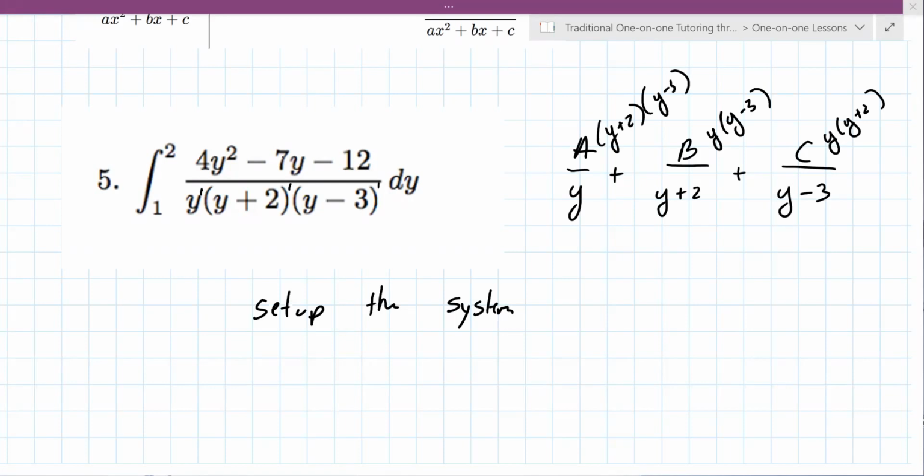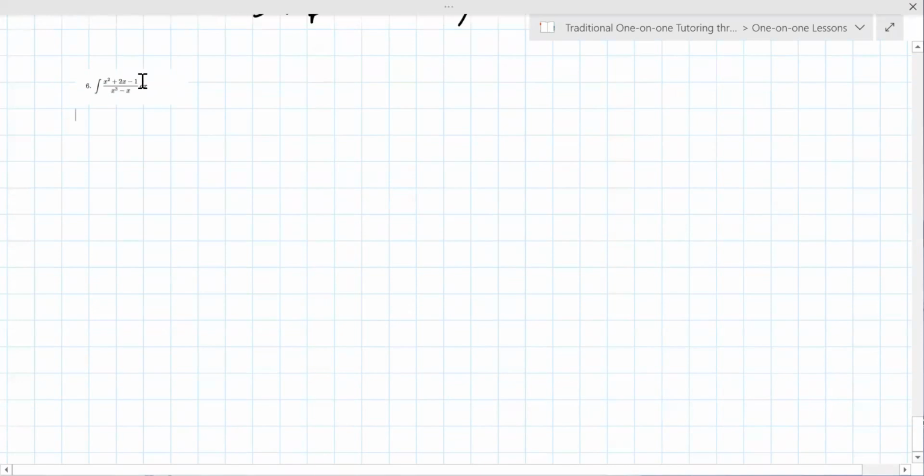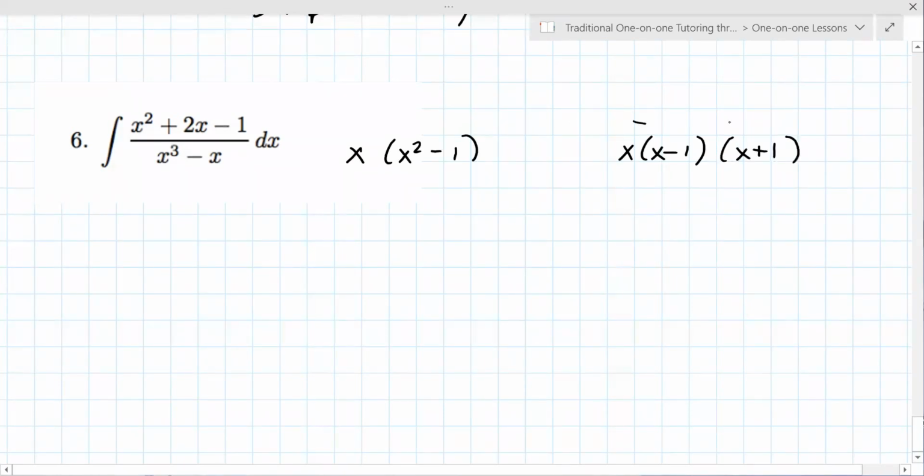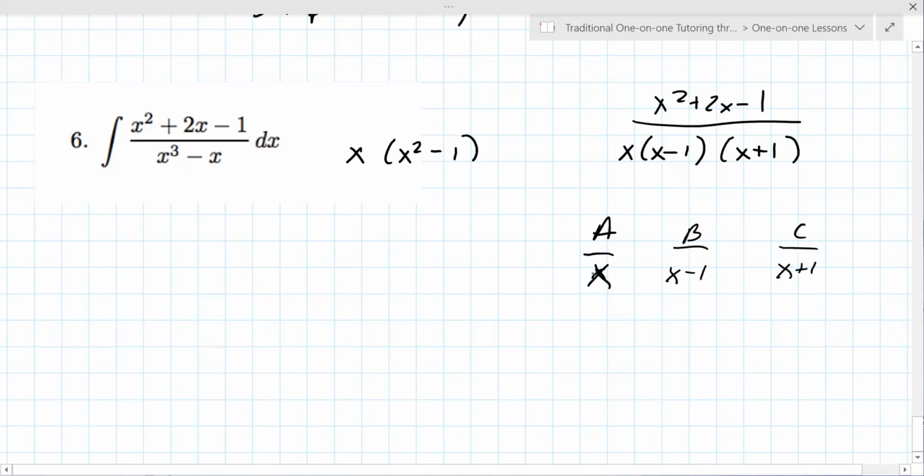Okay. So 6, let me talk about 6 here. So you always try factoring the bottom, not the top. Top, you don't really care. The bottom is x times x squared minus 1, which becomes x times x minus 1 times x plus 1. So it is essentially the same as the previous one. You would have A over x, B over x minus 1, and C over x plus 1.